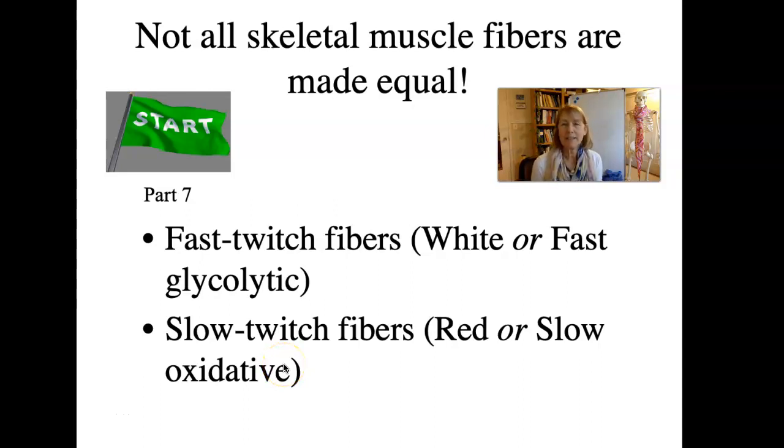What we're moving on to now is skeletal muscles are not all the same. So I'm saying these fibers are not made equal. Why? Because we have some that are fast twitch fibers and some that are slow twitch fibers.